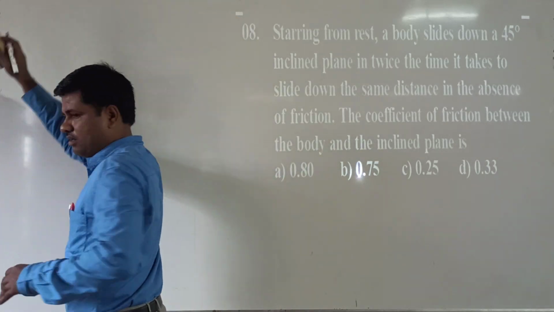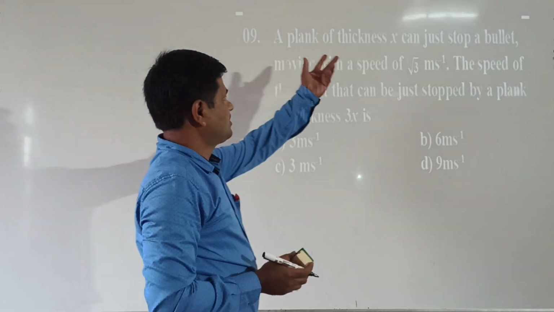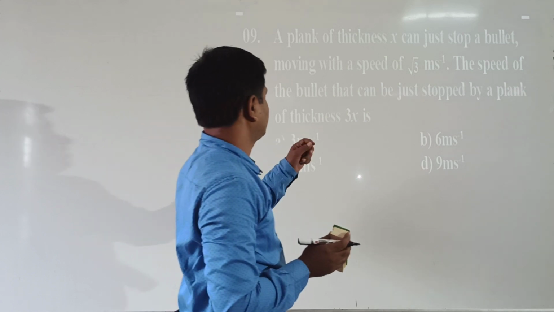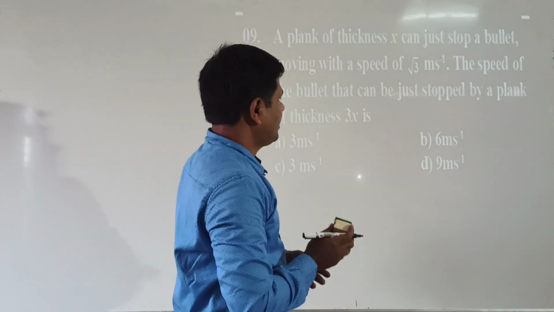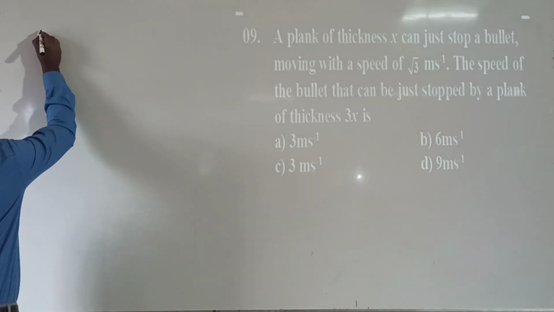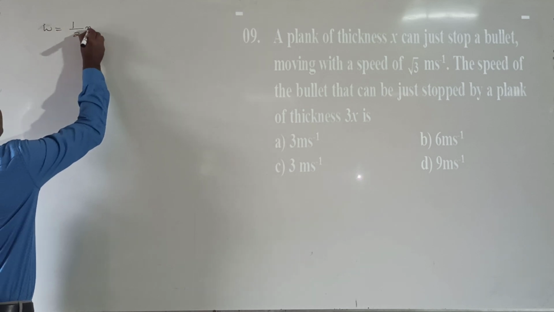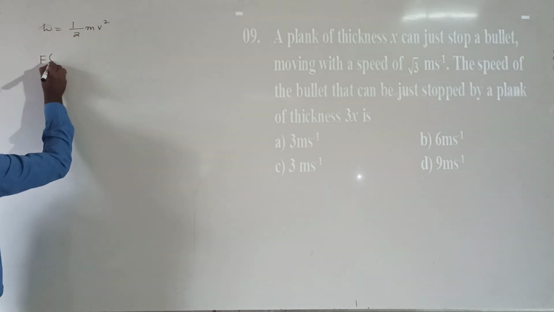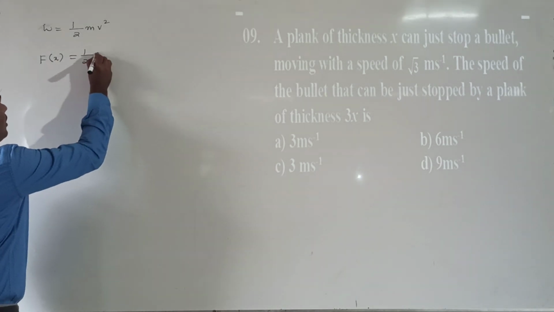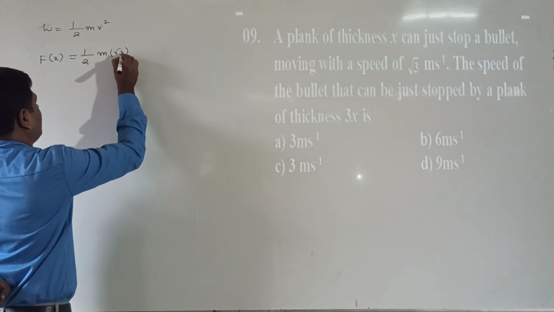Next we come to the ninth question. A plank of thickness x can just stop a bullet moving with a speed of √3 meter per second. The speed of the bullet that can be just stopped by a plank of thickness 3x is asked. Now we write the work done W is equal to the change in kinetic energy, half m v square. First, this can be written as F into thickness x is equal to half into m into the first velocity √3 whole square.